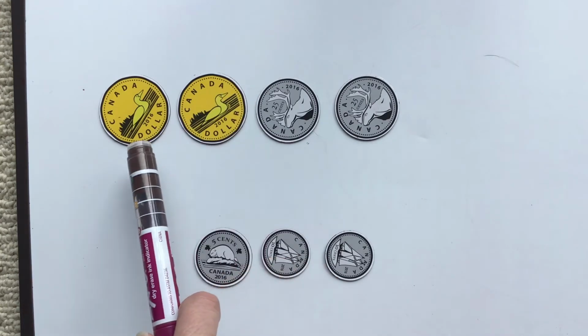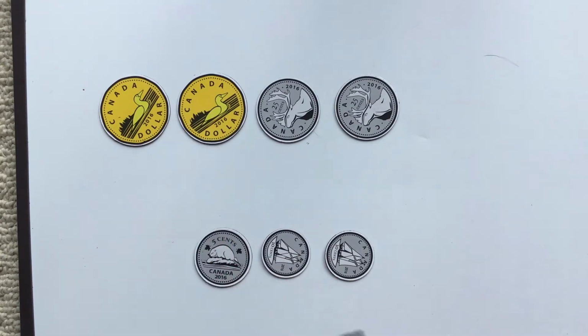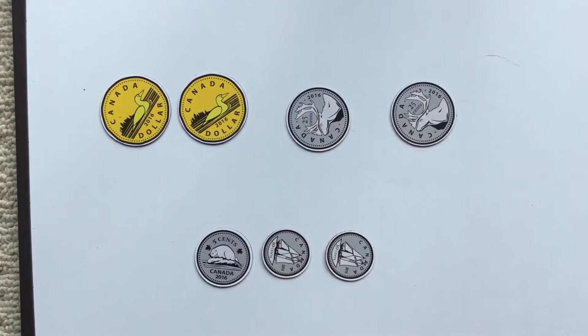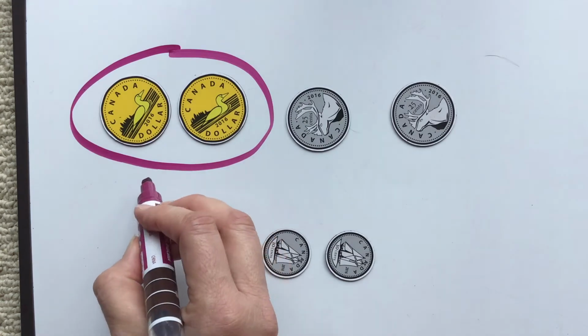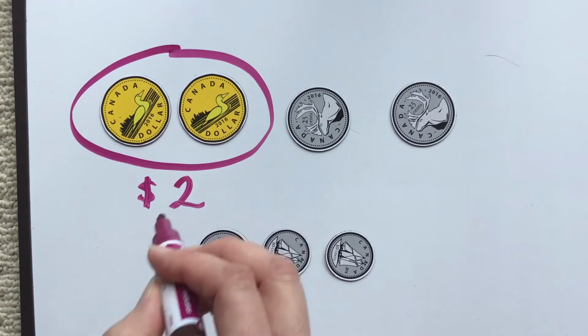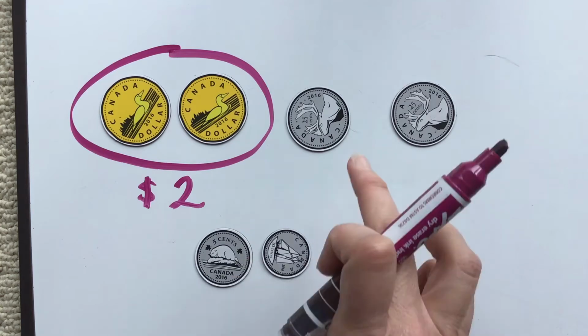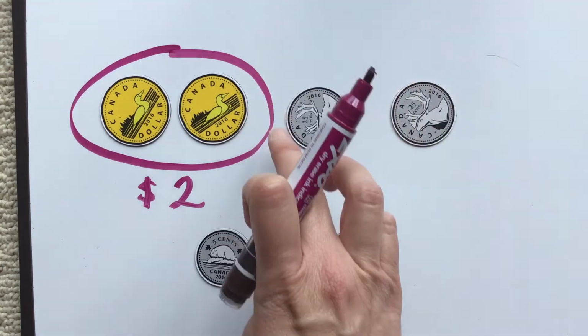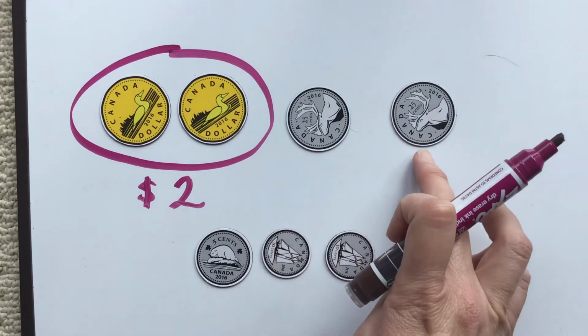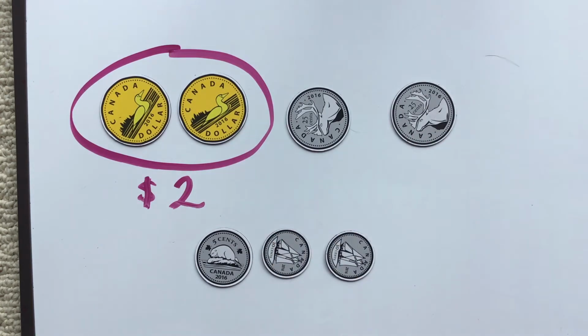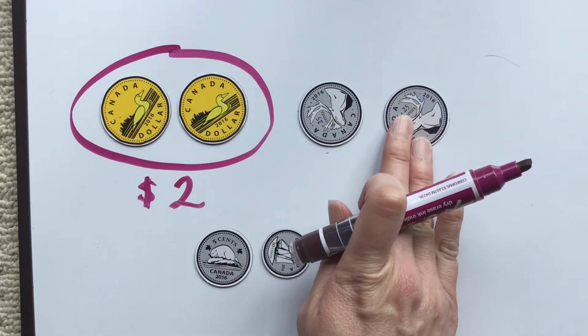Now when I look at 2 loonies, what is it that I can make with 2 loonies? Can I make a toonie? So I'm going to circle those and write $2 underneath. Now, can I circle these 2 quarters together to group them? No, I cannot. We don't have in regular use a 50-cent coin. There is a 50-cent coin that you can get that is special, but for our purposes today, we're not going to talk about 50-cent coins. So you don't want to group the 2 quarters together.